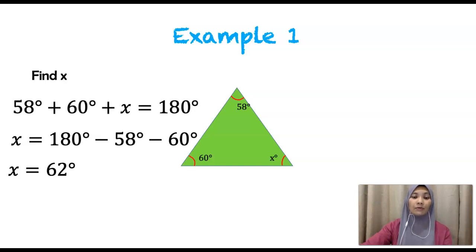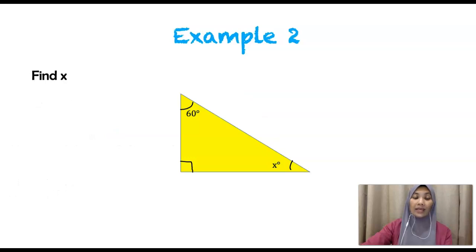Now let's move to the second example. We have a right angle triangle. A right angle triangle simply means that one of the angles is a 90 degree angle. So again, we are going to use the angle rule that we learned today. The total of the interior angles of a triangle is equal to 180 degrees.